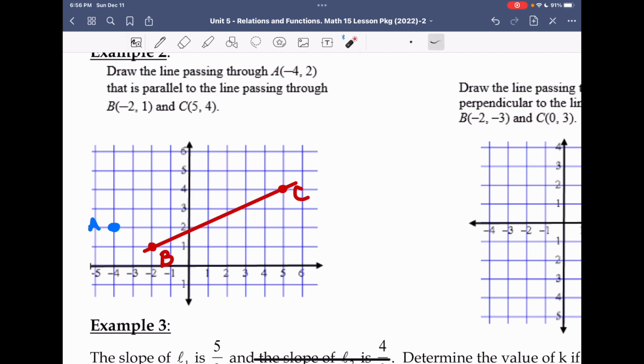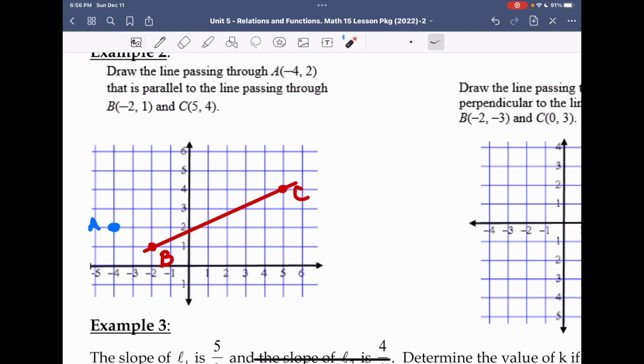Well, first of all, we've got to figure out what the slope of B and C is. If we figure out the slope of B and C, we know we have to rise and run by a certain amount of units. We rise by 3 units, and then we have to go over by 1, 2, 3, 4, 5, 6, 7 units. And this is a positive slope because from left to right it's increasing.